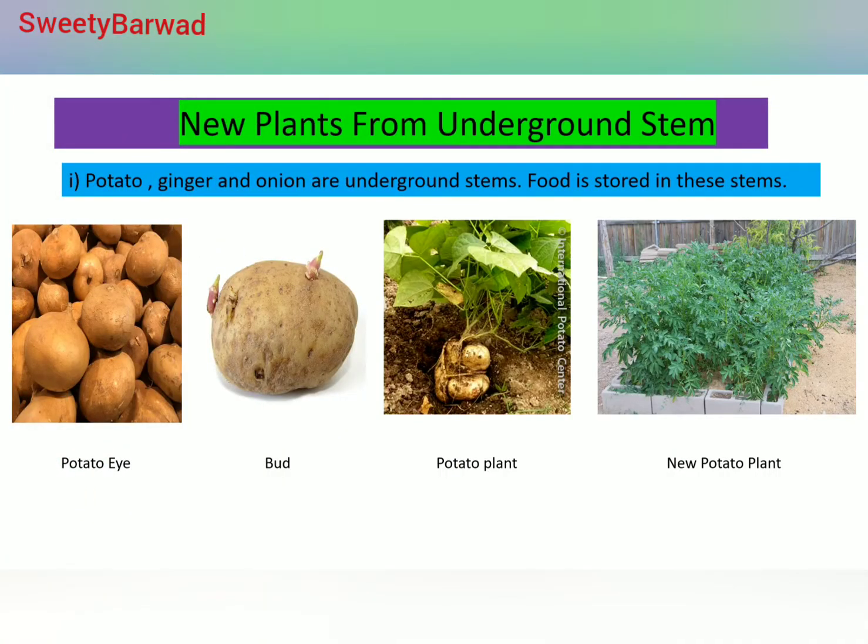New plants grow from underground stems also. Potato, ginger and onion are underground stems. Food is stored in these stems. Potato and ginger have eyes on them. Under suitable conditions, each eye grows into a bud. When we place them in the soil, a new plant grows from the bud as given in the picture.